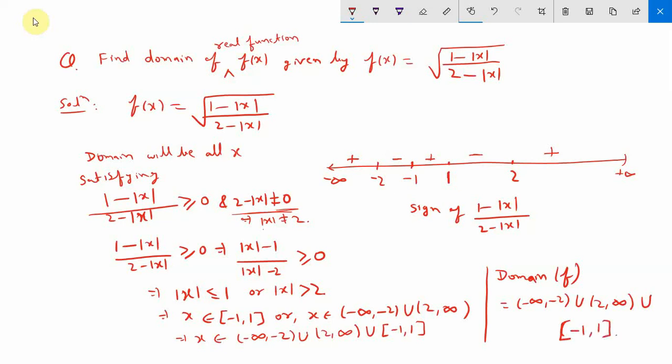Okay friends, so this is how we solve problems related to functions. I hope all of you have understood this lecture. If you have any query, please let me know in the comment box.